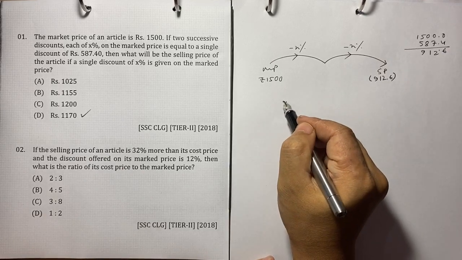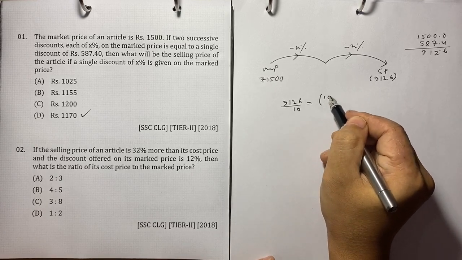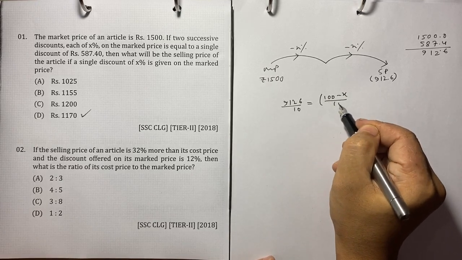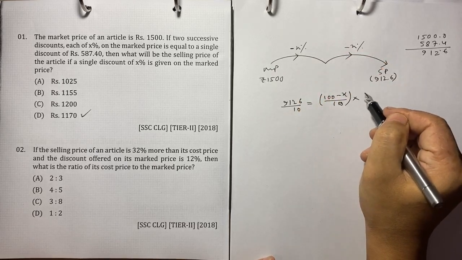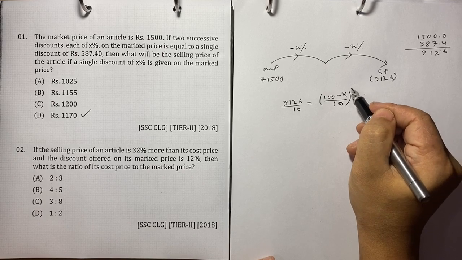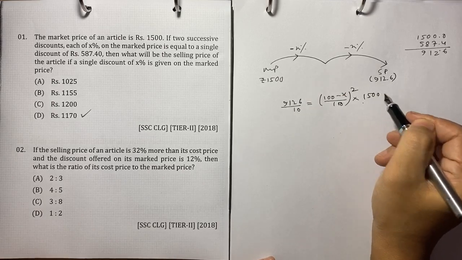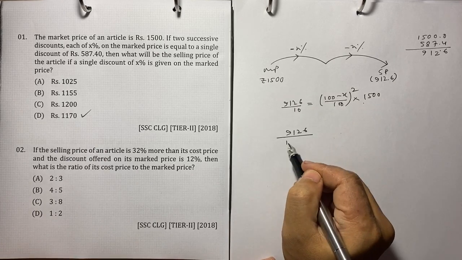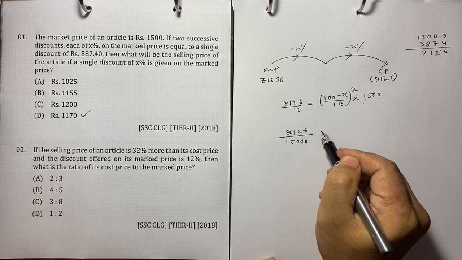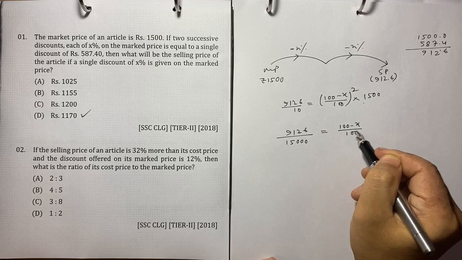The formula: 912.6 equals 100 minus x divided by 100, since x percent discount is given twice, so into 100 minus x divided by 100, that means squared, into 1500. So 912.6 divided by 1500 equals 100 minus x divided by 100 squared.